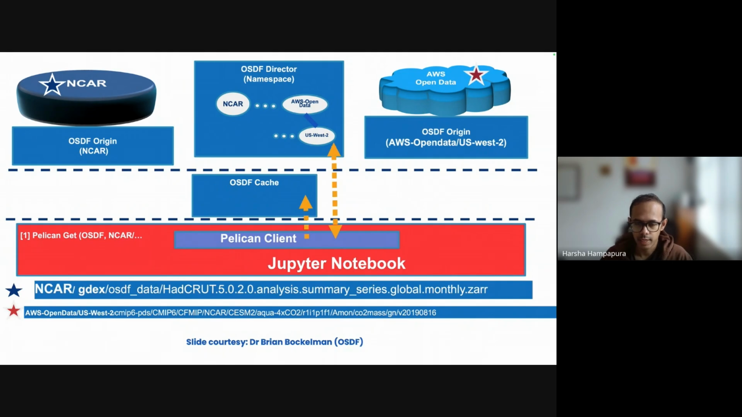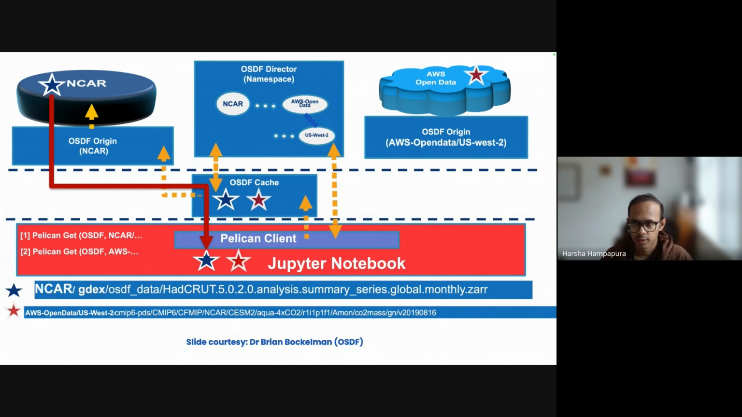If the cache already has this data, then the data is transferred back to the notebook and our job is done. But let's say the cache doesn't have this data. Then the cache contacts the director and asks, I don't have this data. Where should I look? And it is redirected to the NCAR OSDF origin. The origin talks to our POSIX backend, fetches the data, and the bytes of data that are needed are transferred to the notebook.